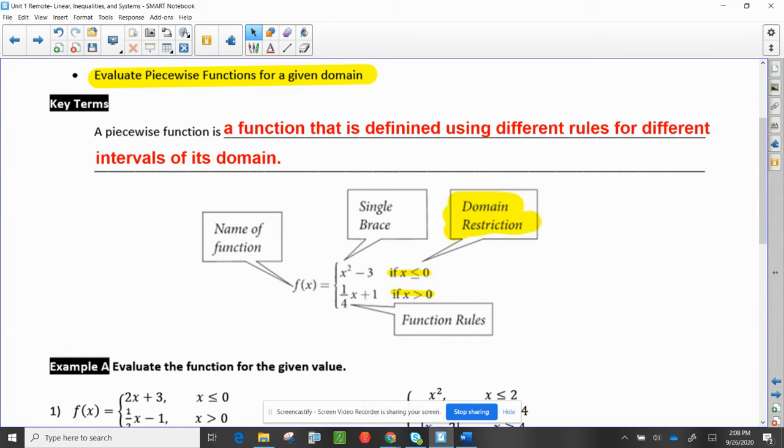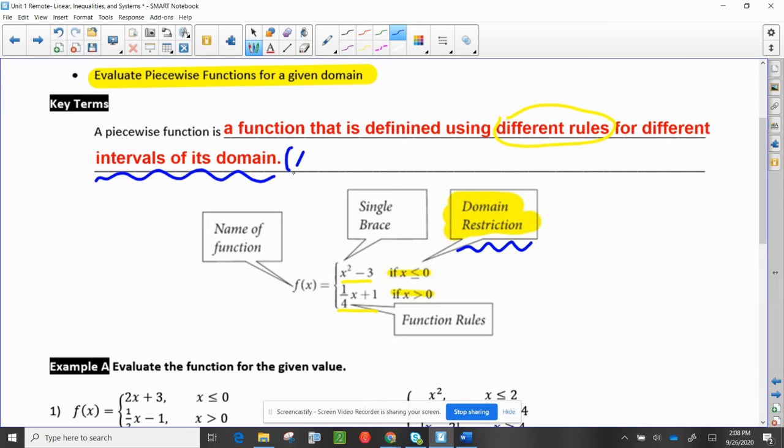But here's a picture of what we would call a piecewise function. We have what they call different rules. That implies these different function rules, how we approach the function and what the function looks like and acts like. Those are the different rules. The domain restrictions are the intervals of the domain. Remember, domain is all the x values. So it's two different function rules in this case, since there's two equations, and we restrict it based on different domain restrictions.